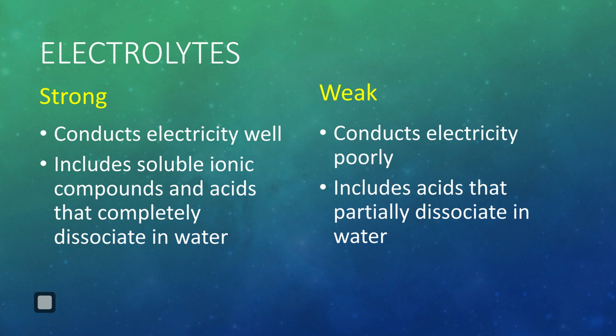We have two types of electrolytes, strong and weak. Strong electrolytes conduct electricity well, and they will pretty much completely dissociate in water. That just basically means dissolve, separate. Weak electrolytes do not conduct electricity well, and they include things like acids that do separate, but not completely. Some will, there's a certain number that do it, and then the solution doesn't like it anymore.